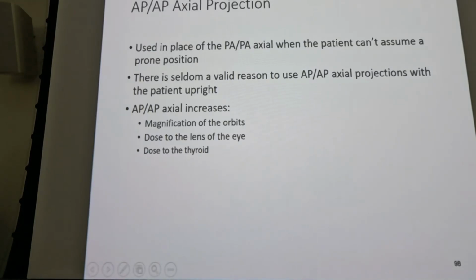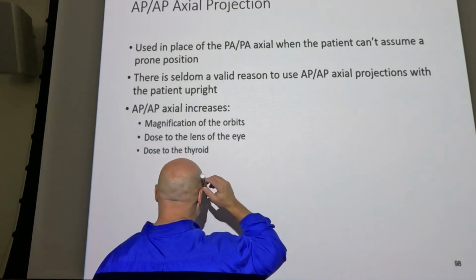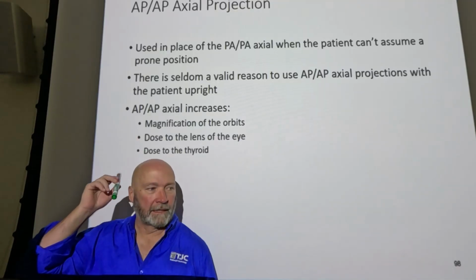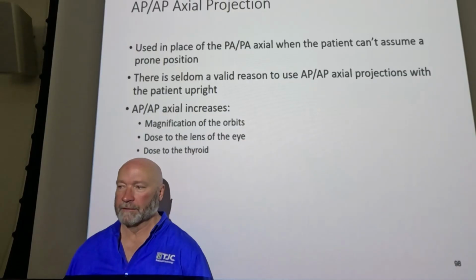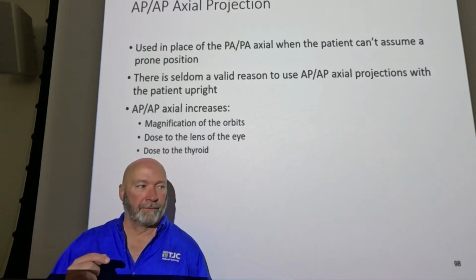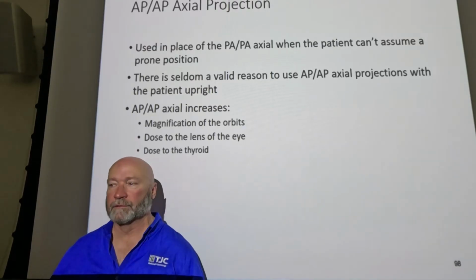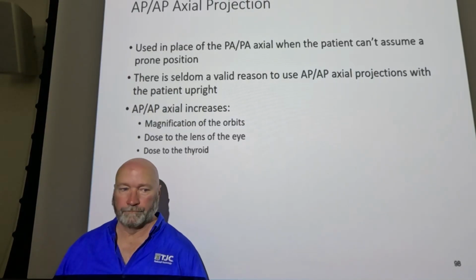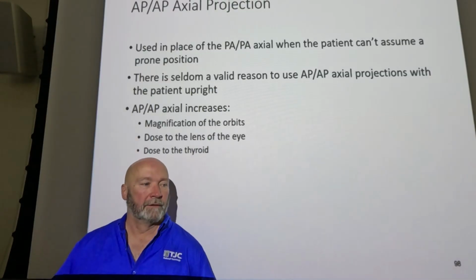So we can do the same thing AP as what we do PA, we just have to reverse it. On the PA, we shoot 15-degree caudal angulation. On the AP, what will we do? 15-degree cephalic angulation. Everything else is identical. Evaluation criteria is going to be identical. The only difference in a testable question is how could you see a difference between a PA or AP Caldwell? Orbits are magnified, right. So your orbits are further away from the image receptor. They're going to be magnified.